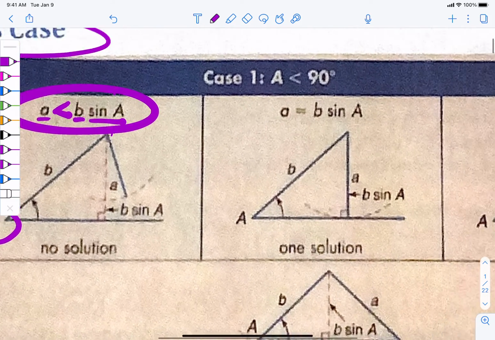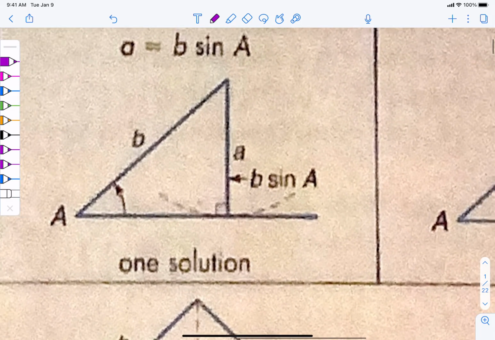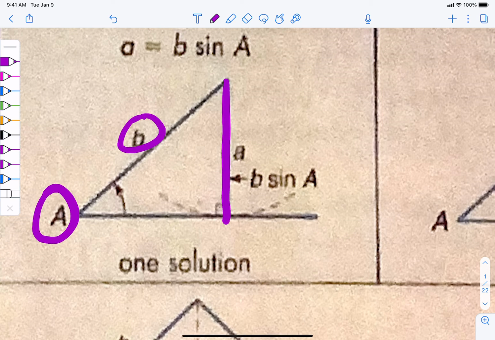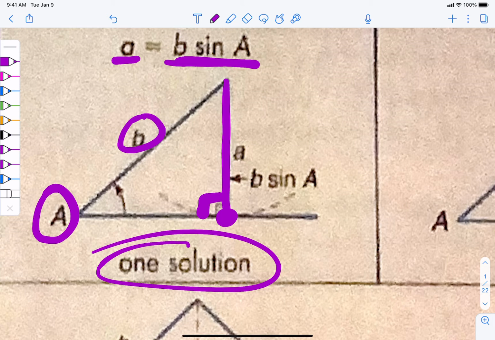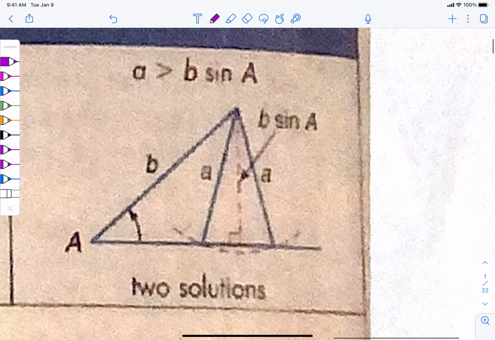If I look at little a in relationship to B and capital A, and little a is exactly the same as B times sine of A, then it's coming down and touching, but it's actually making a right angle. So it's making one solution, one triangle, that's actually a right triangle. Now look at this one over here. This is where you have two solutions. Wrap your brain around this one.